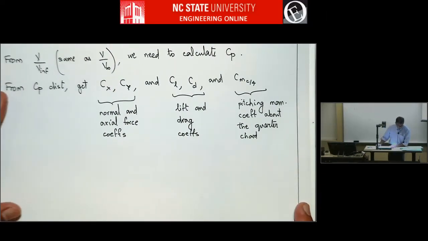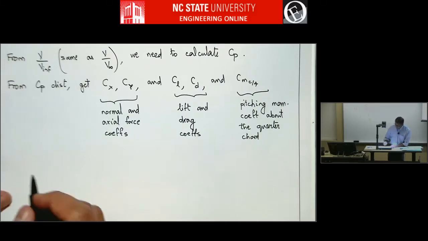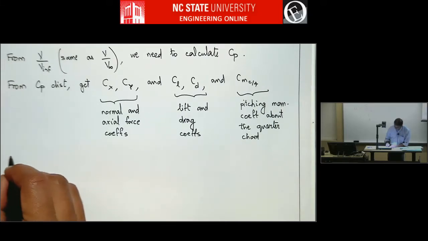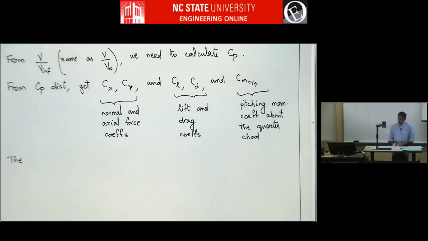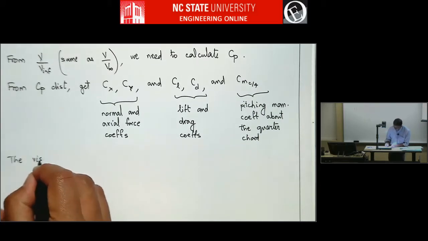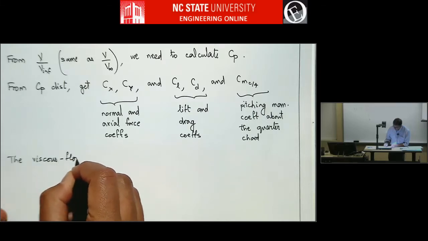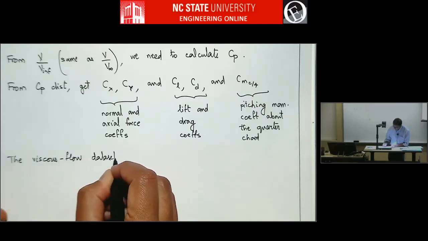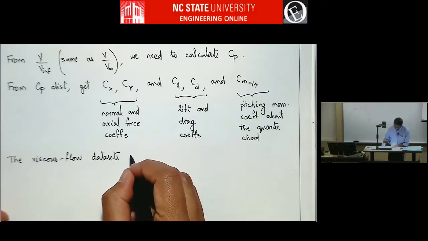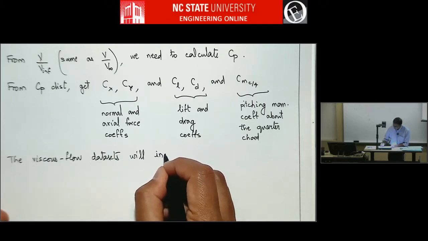Okay, then there are the viscous flow data sets. So some of the data sets will be for inviscid flow, which means viscosity is not there. And almost everything else will be viscous flow data sets, and part B is entirely that, I believe. So these viscous flow data sets will include a CF distribution.